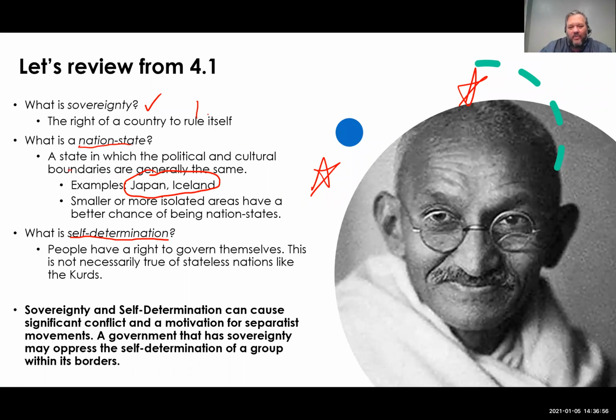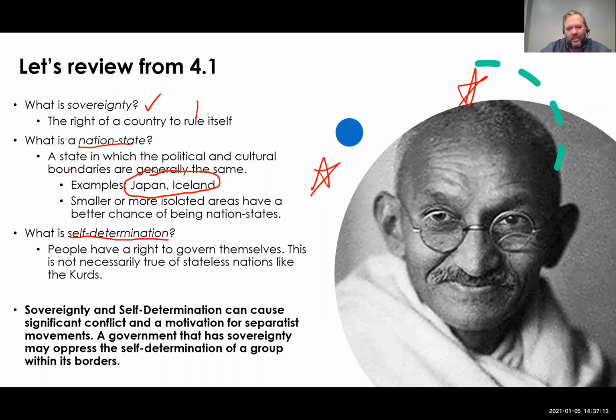He fought for self-rule. He fought for the British to leave and the Indian people to be able to rule themselves. He believed that they had a right of self-determination. And so, when we look at sovereignty and self-determination, those two things can sometimes conflict pretty strongly, okay?